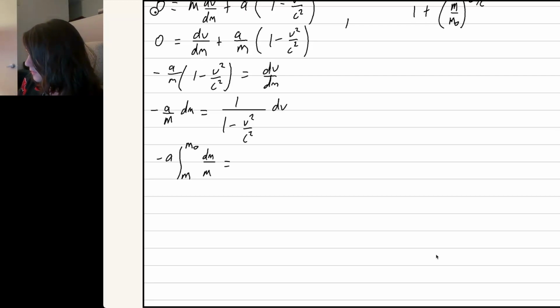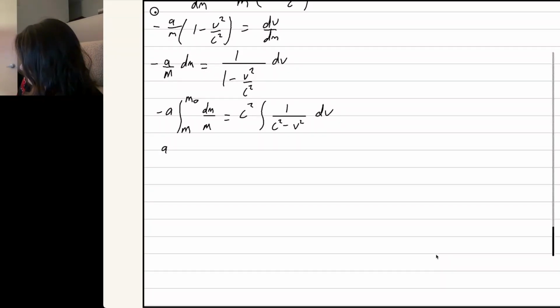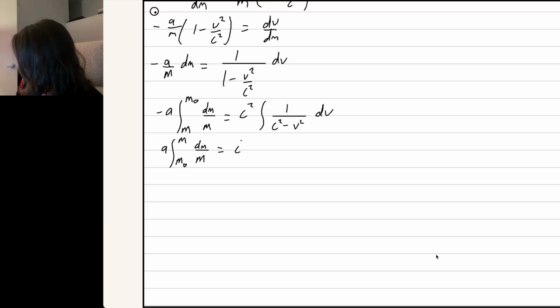On the right hand side, I'm going to multiply everything by c squared, top and bottom. So we'll have 1 over c squared minus v squared dv. On the left hand side, I'm going to flip the integration bounds by distributing the minus sign. On the right hand side, I'm going to just do this integral. This integral is of a defined form.